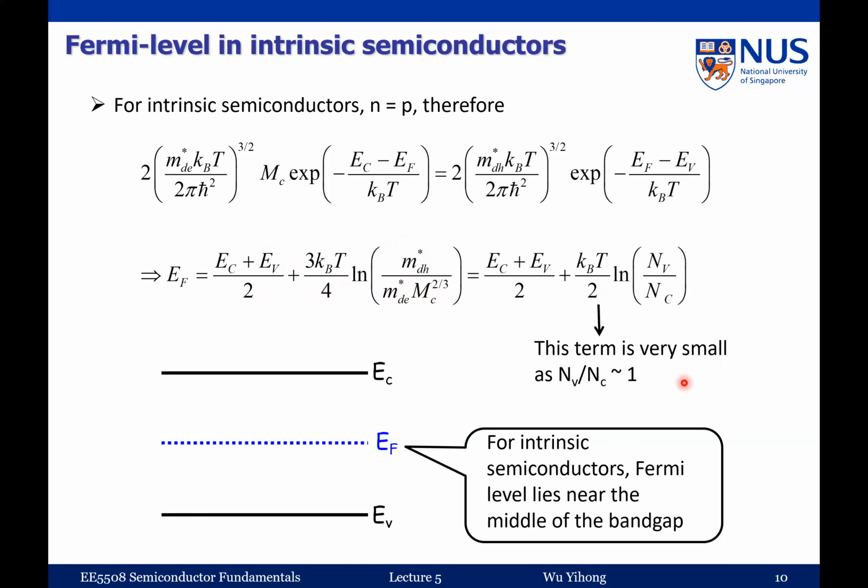So that's why eventually we can say that for intrinsic semiconductor, the Fermi level is always near the middle of the band gap. So in the first approximation, you can always assume that for intrinsic semiconductor, the Fermi level is the middle of the band gap. Okay, so that's a very important finding.